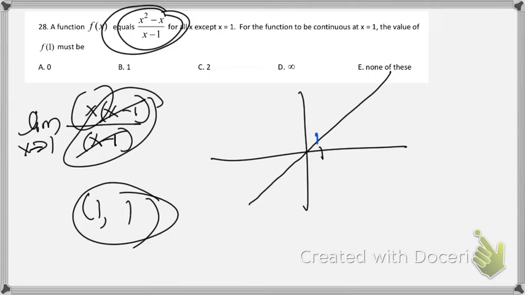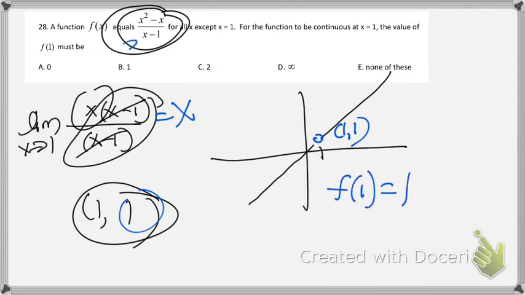What are the coordinates of that hole right there? If you plug in the 1 to your simplified equation, which was just x, you get 1. So the hole is at (1, 1). To make it continuous, fill the hole, which means f of 1 has to also be 1. Hope that makes sense. It seems too easy.